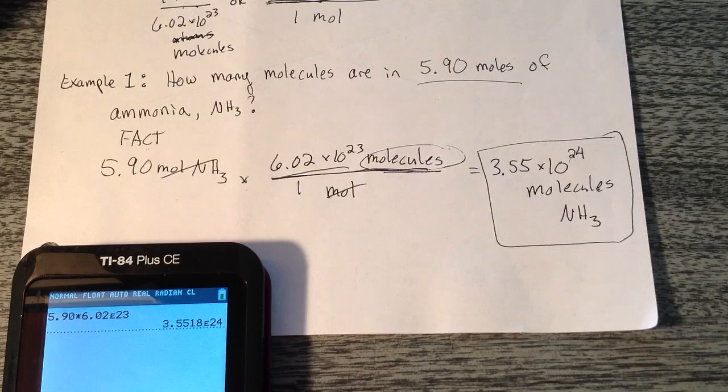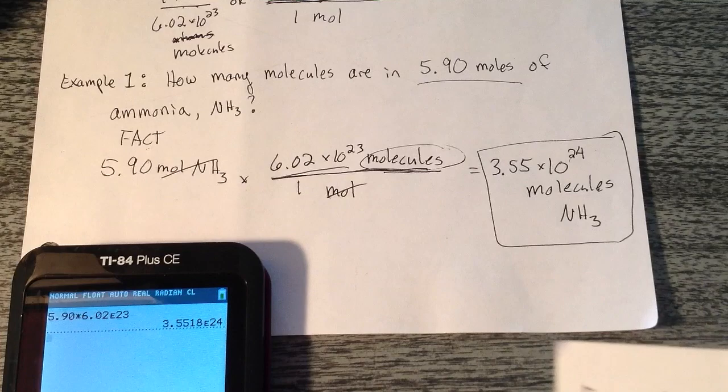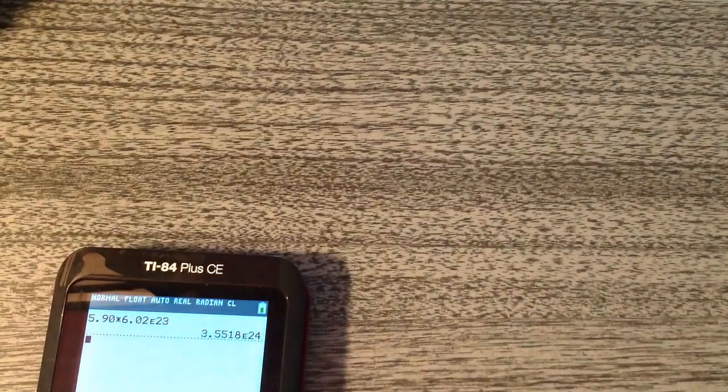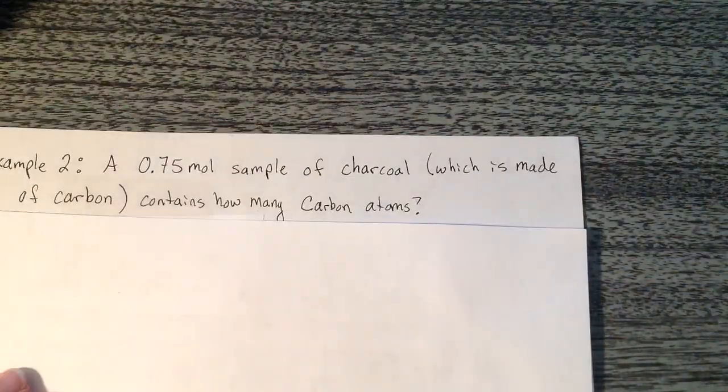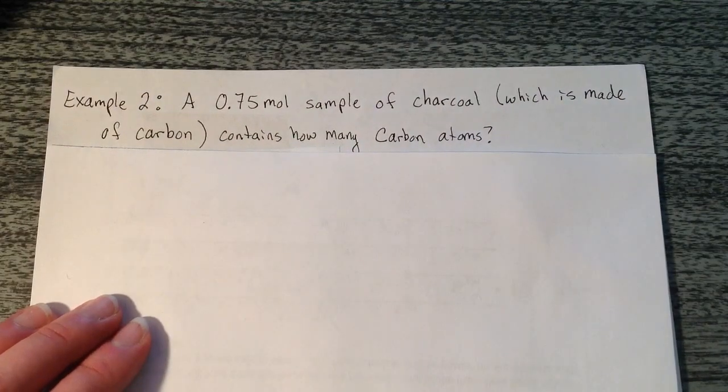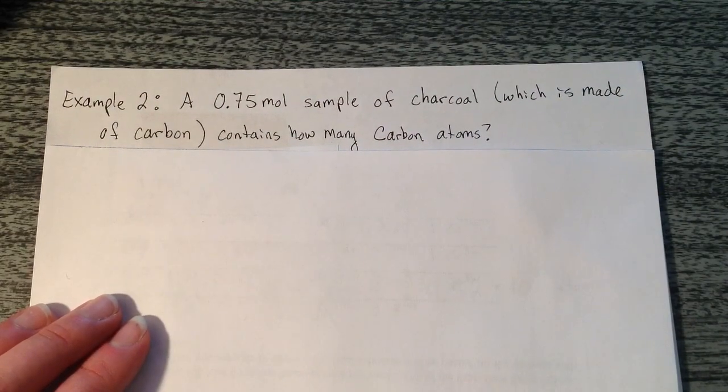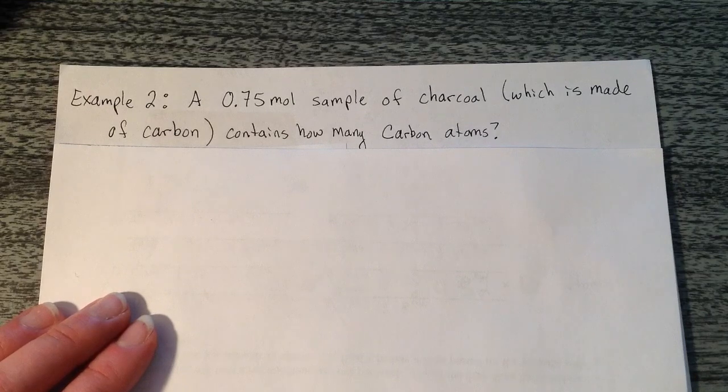All right, next I would like to give you an example to try on your own. So go ahead and try this one. A 0.75 mole sample of charcoal, which is made of carbon, contains how many carbon atoms? Pause the video and work through this example.